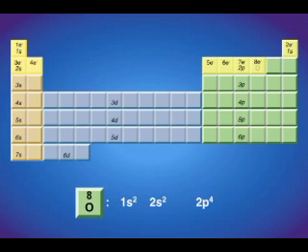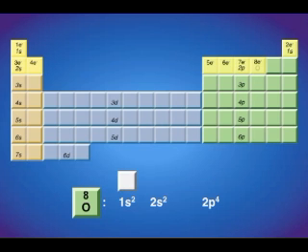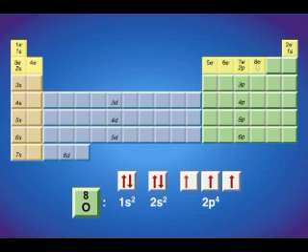We use a box to represent each orbital. We place electrons based on the Pauli exclusion principle and Hund's rule. 2 electrons are placed in the 1s orbital with opposite spin. 2 electrons are placed in the 2s orbital with opposite spin. We place 1 electron in each of the 2p orbitals with the same spin. The 4th 2p electron is paired up in one of the 2p orbitals with opposite spin. This is the ground state orbital diagram for an oxygen atom.